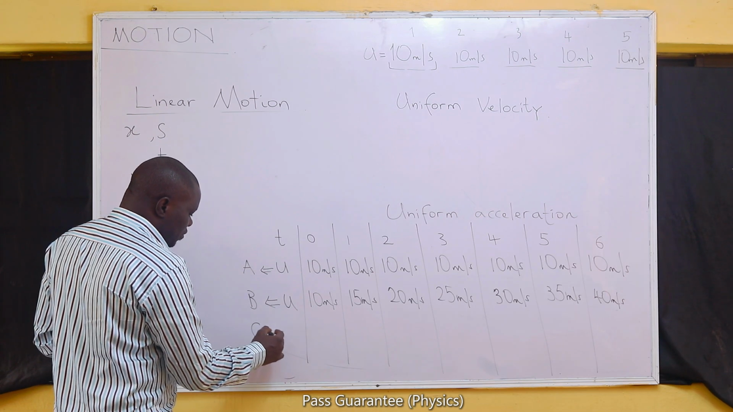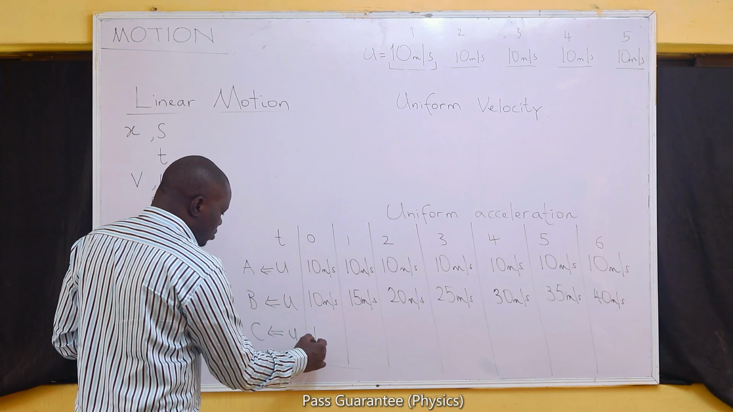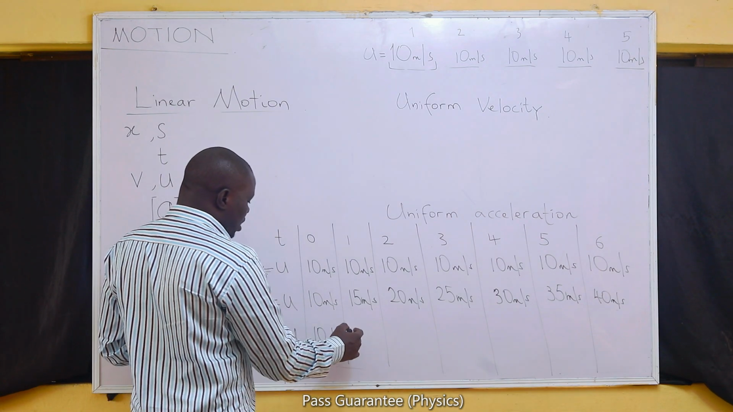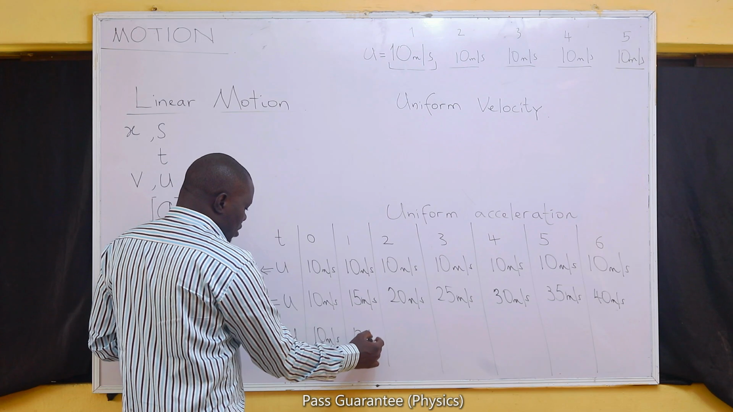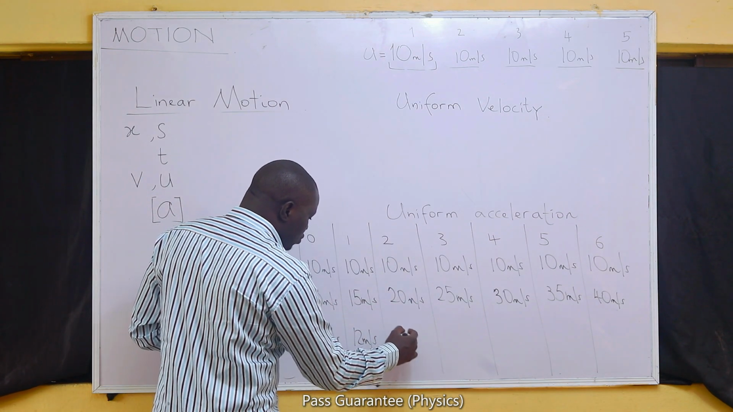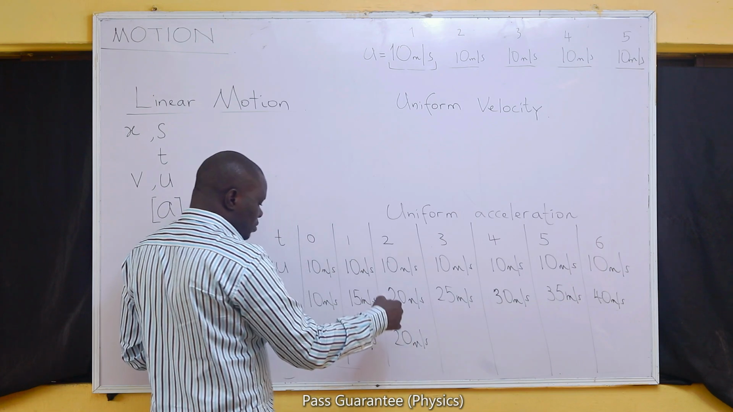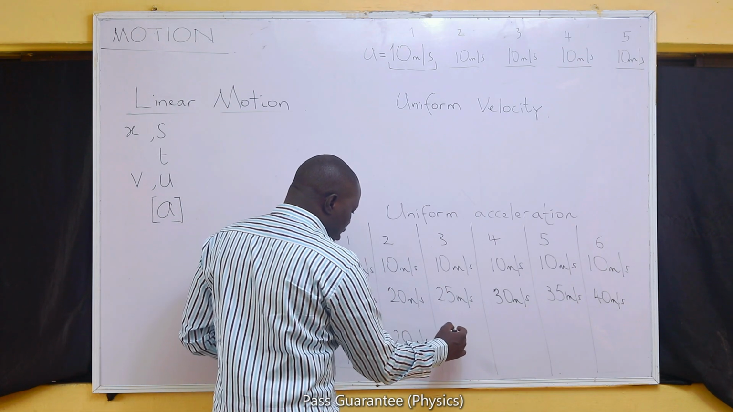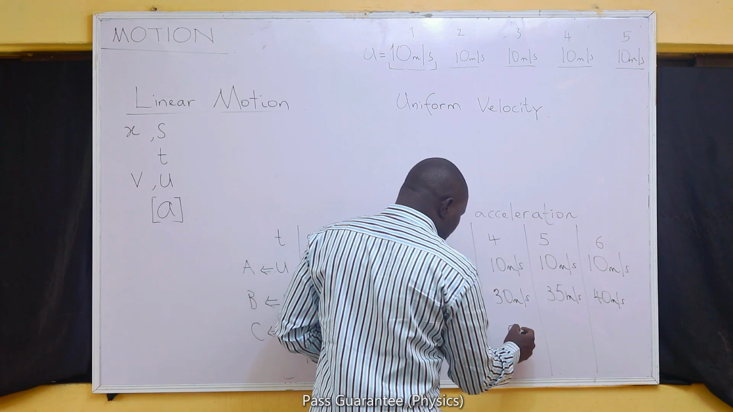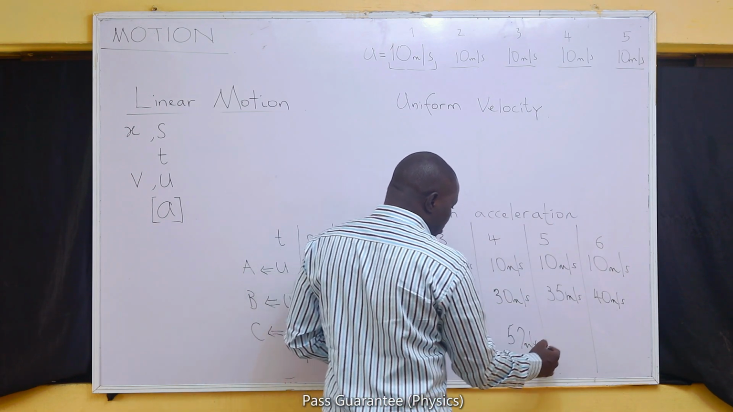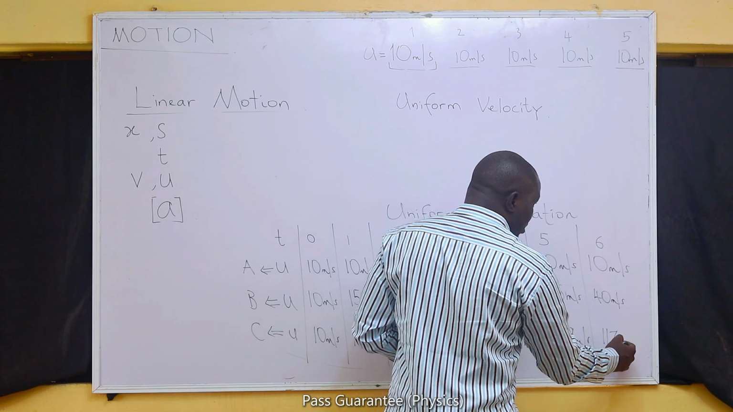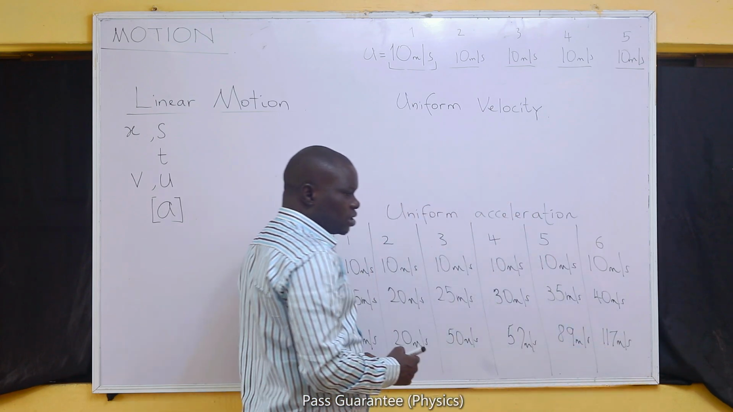For C, the velocity also starts from 10 meters per second. After 1 second, it became 12 meters per second. After 2 seconds, you must have been expecting 14, but I'll surprise you a little. It is now 20 meters per second. Then it became 50, then 57, then 89, then 117 meters per second. That is the motion of this object.